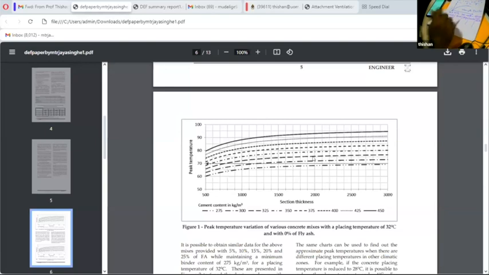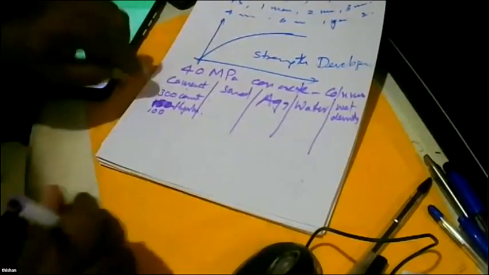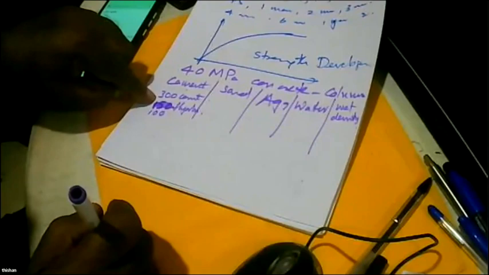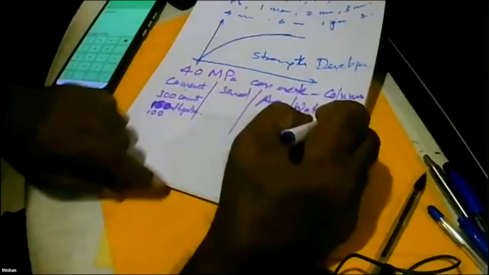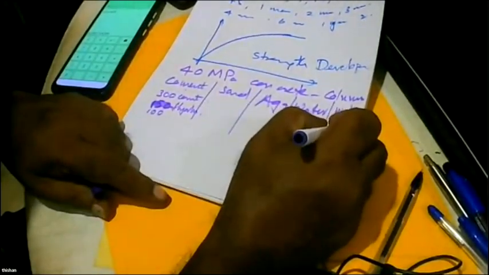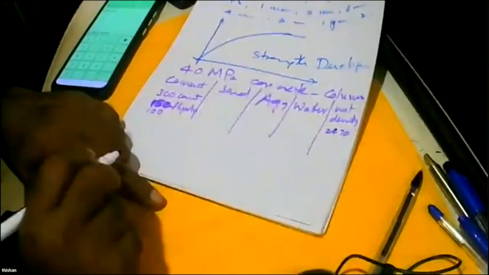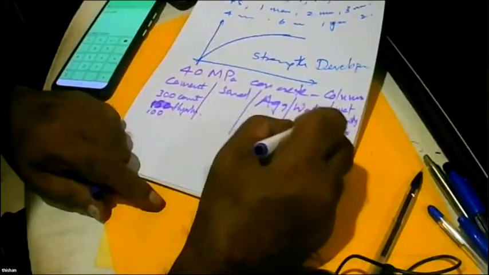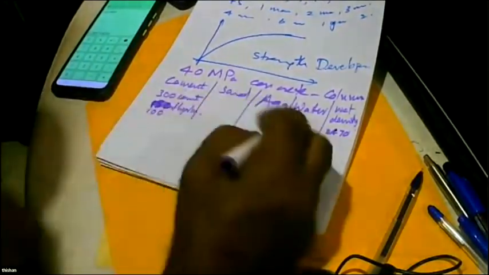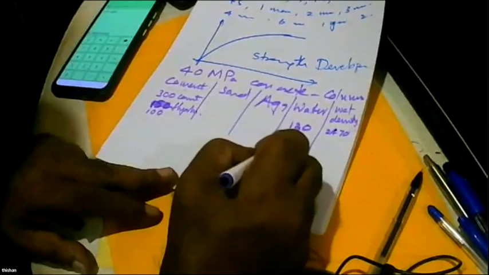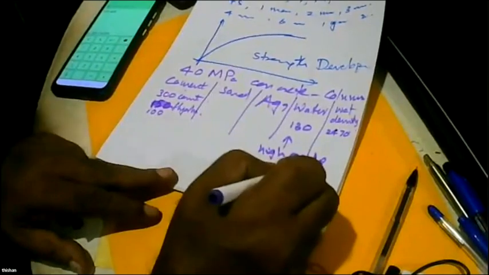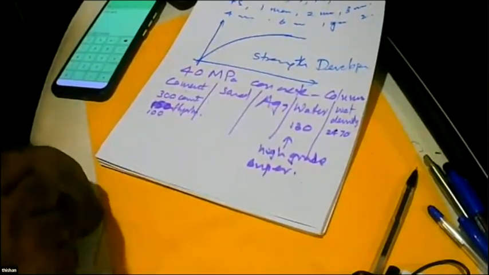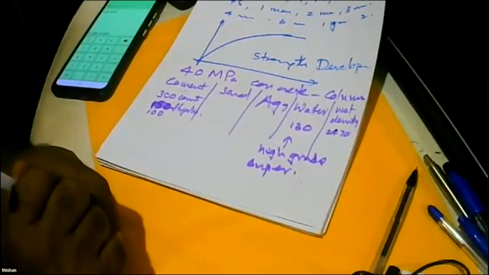Now you can see the problem. I can't use too much cement. The maximum cement is 300 and I want to get 40 megapascal. So I'm going to say wet density is 2470. Lot of fly ash there. I'm going to use 130 water by using a high grade superplasticizer. The normal superplasticizer will allow you 150 to 160 range. High grade superplasticizer will allow you 120 to 130.